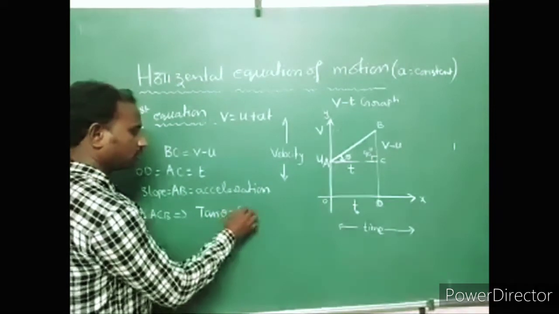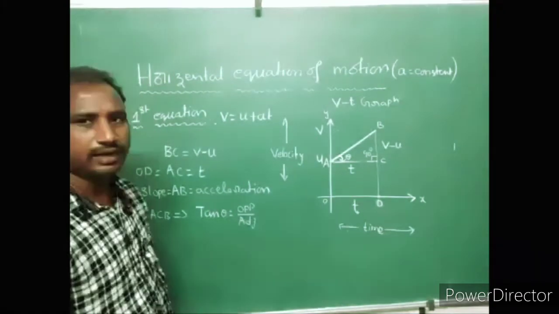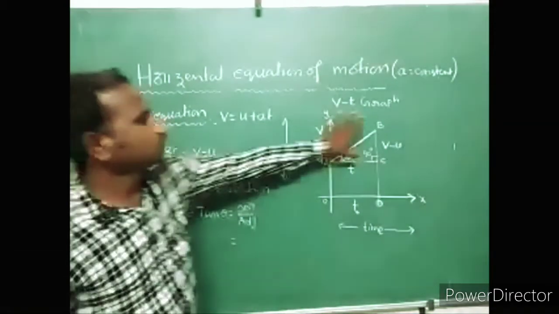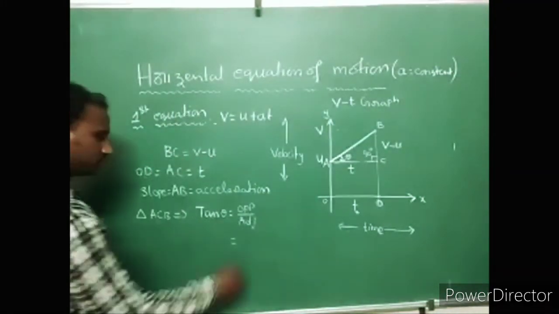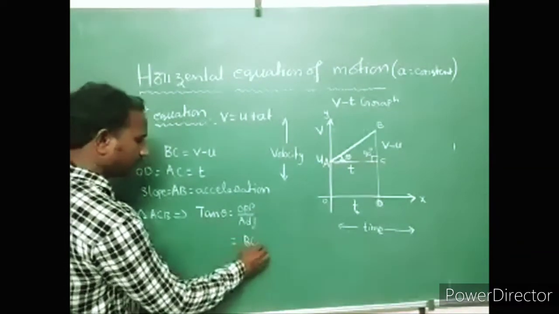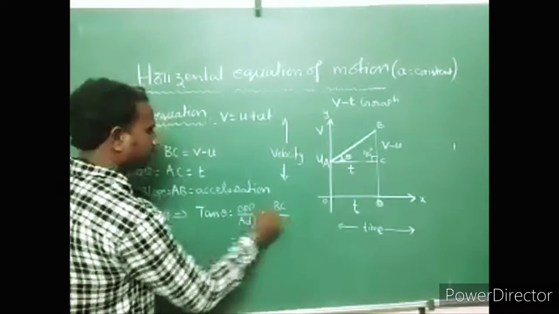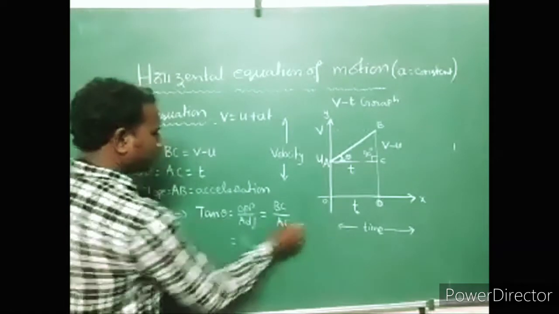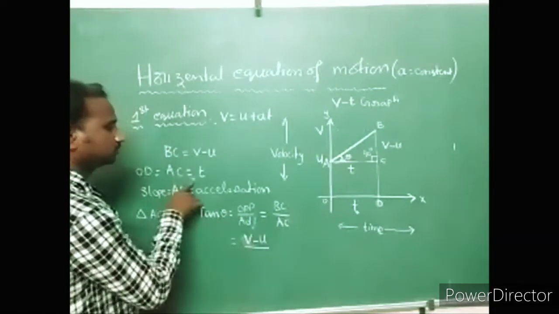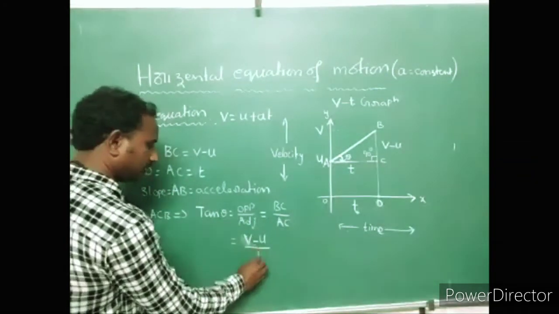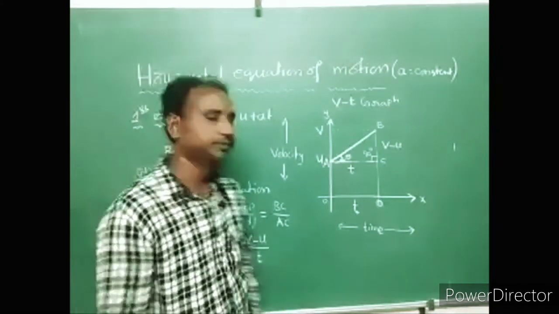Tan theta equal to opposite side divided by adjacent side. Opposite side here is BC, already represented. BC value is V minus U. Adjacent side AC value is T. Okay, tan theta equal to V minus U by T.